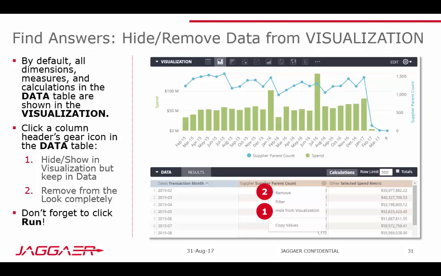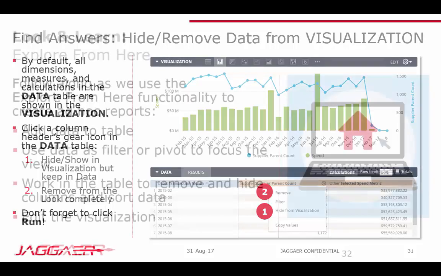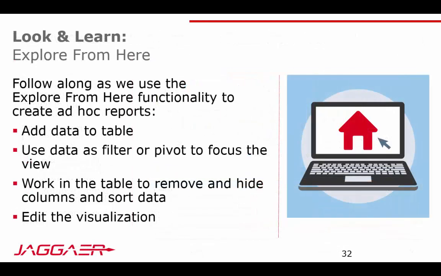Don't forget to click Run after you make those changes. So let's get into the application, and I'll use the Explore from Here functionality to create an ad hoc report. So we'll add some data to the table, use the data as a filter or a pivot to focus the view. We'll work in the table to remove and hide columns or sort data, and then we'll edit the visualization so you can see just a small sample of the power of Looker.